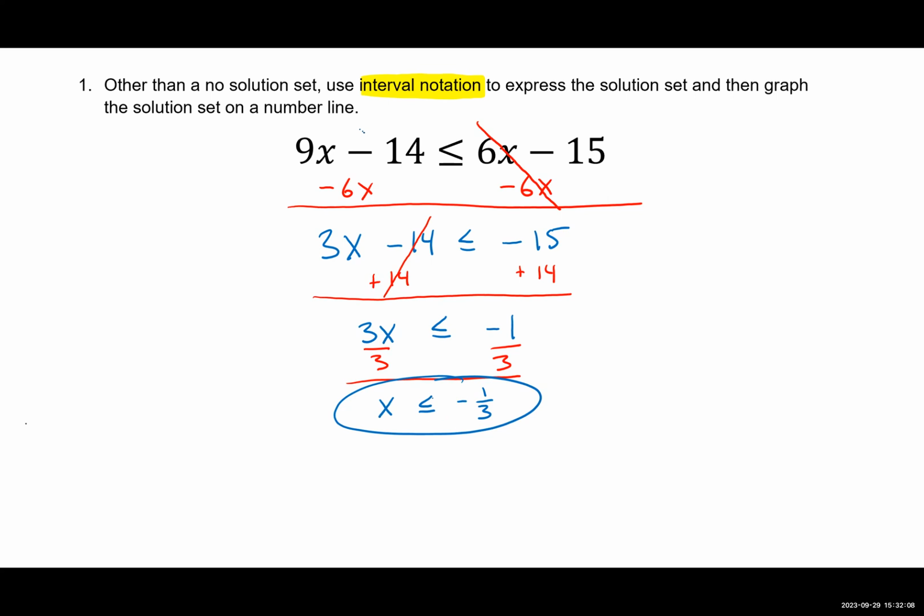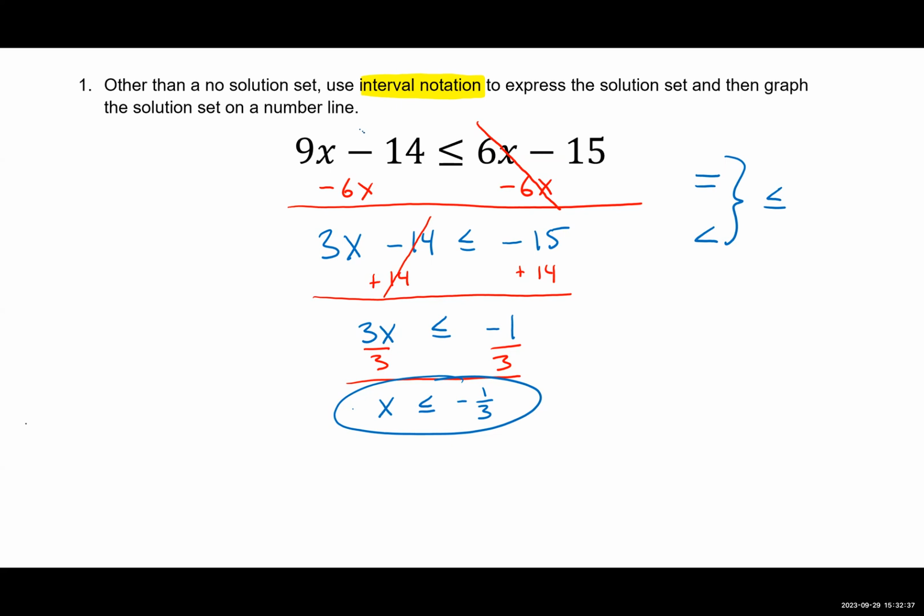We didn't change the direction of the symbol, right? At no point did we multiply by a negative or divide by a negative, so there was no need to change the direction. So this statement is saying x is less than or equal to. That's a combination: if we take the equal to symbol and the less than symbol and combine them into one, it's less than or equal to.